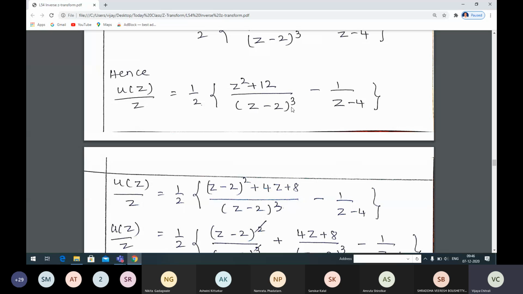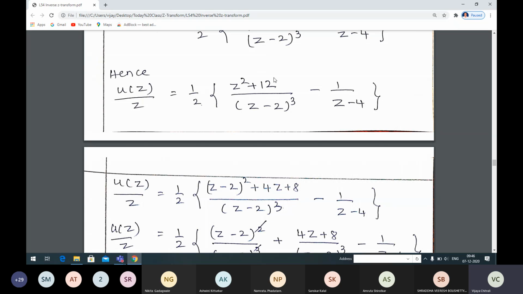What will we get for (a − b)²? It is a² − 2ab + b². So in place of a we want z − 2. First, what is (z − 2)²? (z − 2)² is z² − 4z + 4. So here we want −4z.